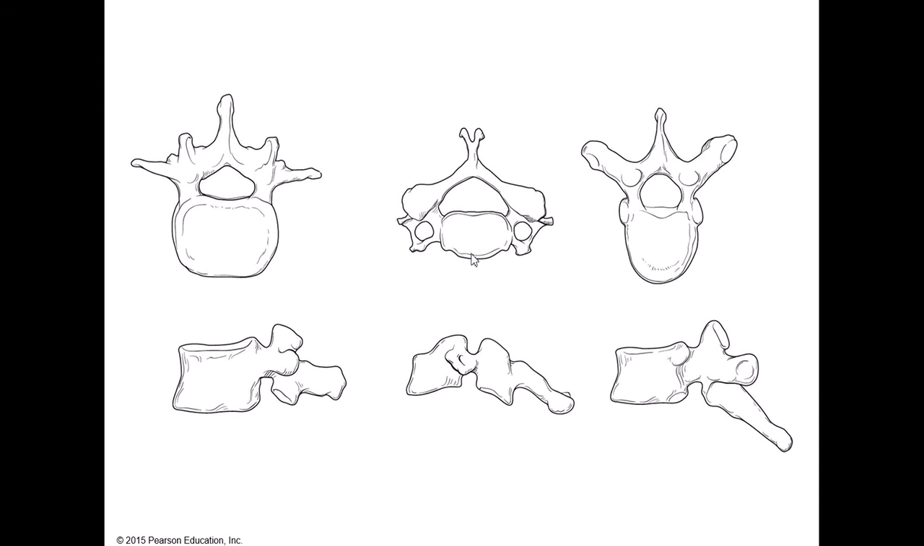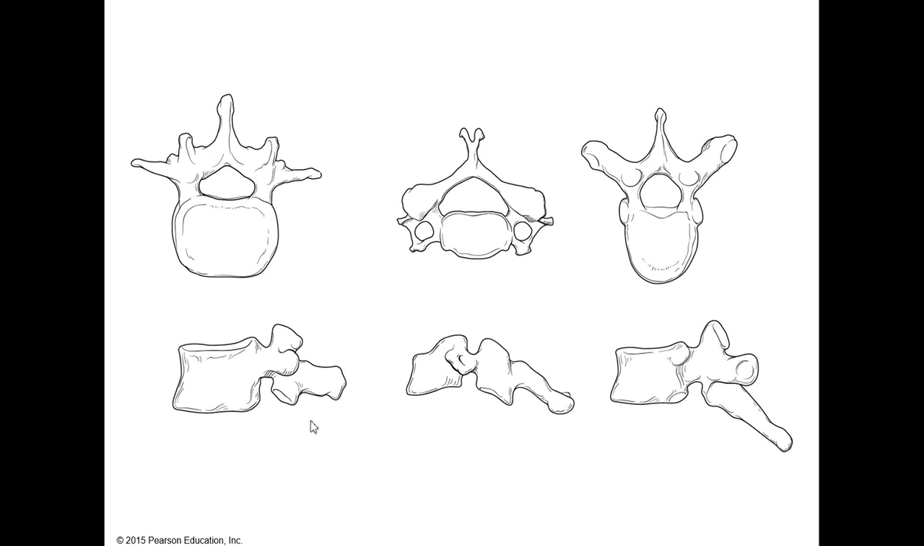Small body, large vertebral foramen, transverse foramen, bifid spinous process. It can't be anything but a cervical vertebra. This one is the thoracic: heart-shaped body, small vertebral foramen, downward sloping spinous process, costal facet, transverse costal facet. It can't be anything but a thoracic vertebra.